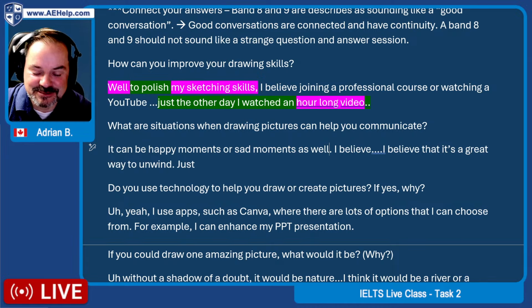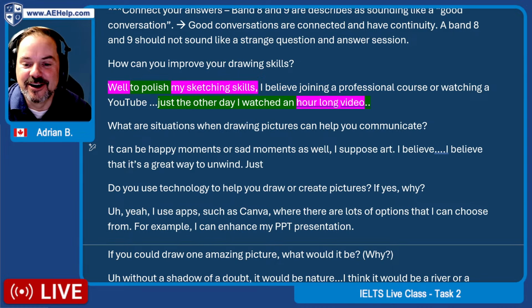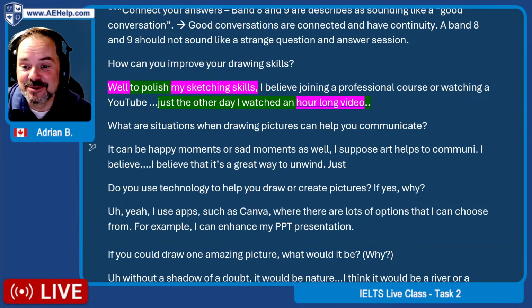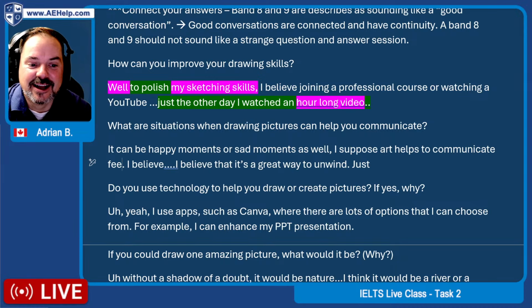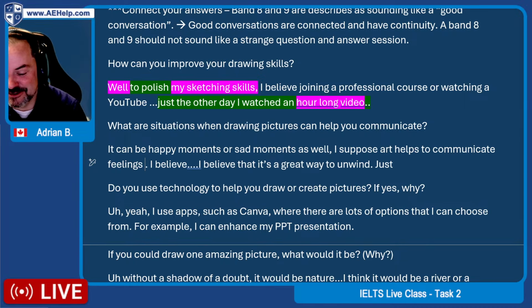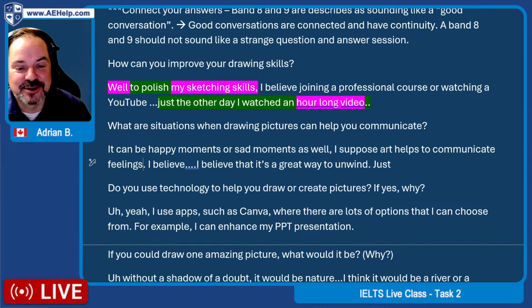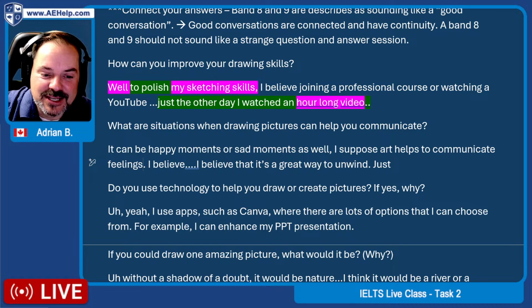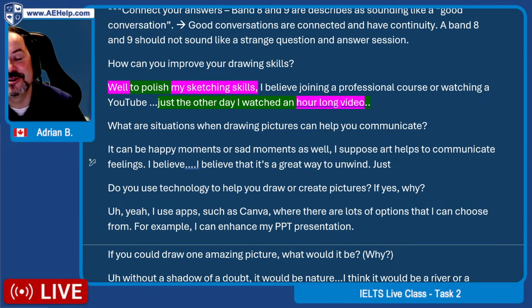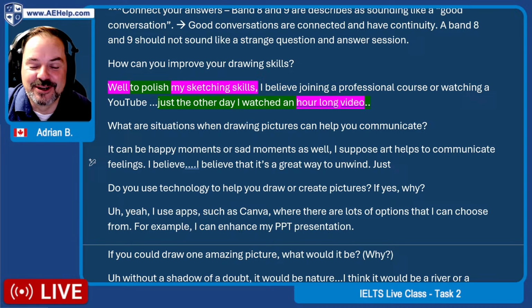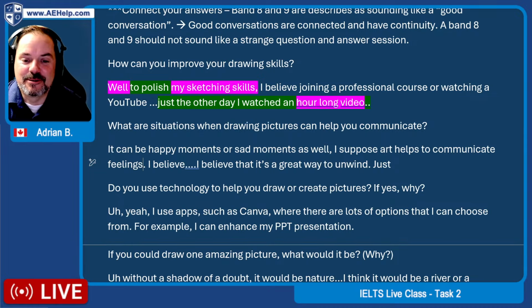I suppose art helps to communicate feelings. And then you might suddenly realize, oh, yes, of course, with children, art is often used to help them express their feelings, right? So with children, when they have troubles expressing their feelings, we often use art, right? So you get to that kind of point. I know that's tricky to do, but that is the ultimate goal of good communication, to have that kind of thought process happening, right?